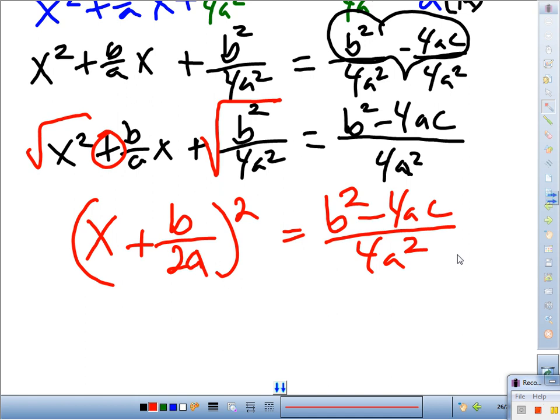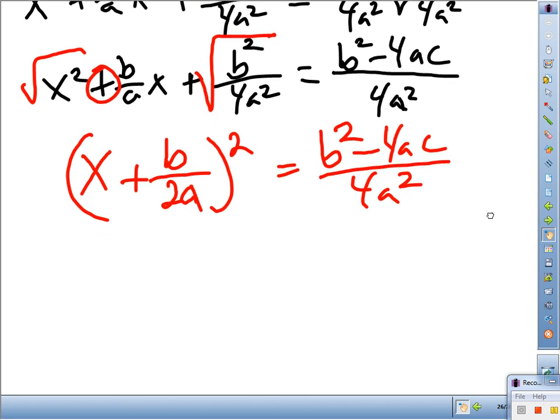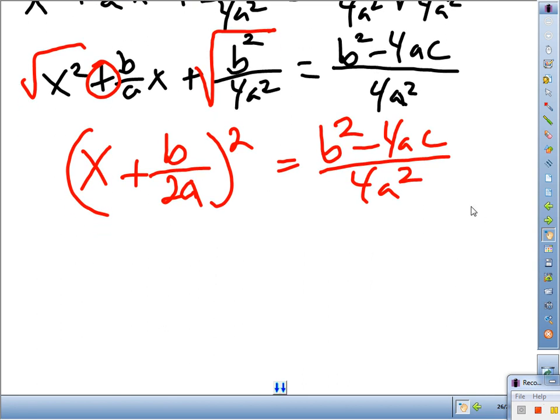Last step. We do two things, right? What is the last step? Square root and solve for x. So let's do that. Square root. I want you to do the square root first. Then I'll show you the step. Hurry up, please.